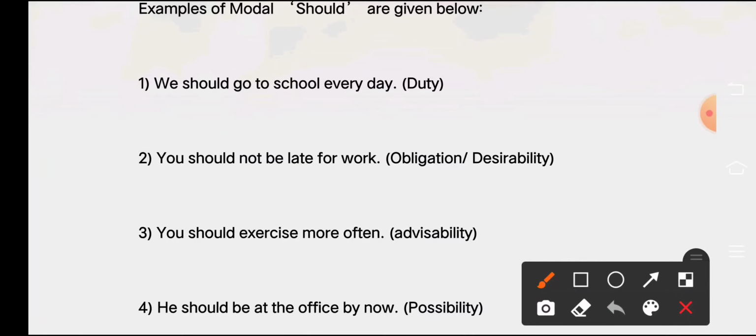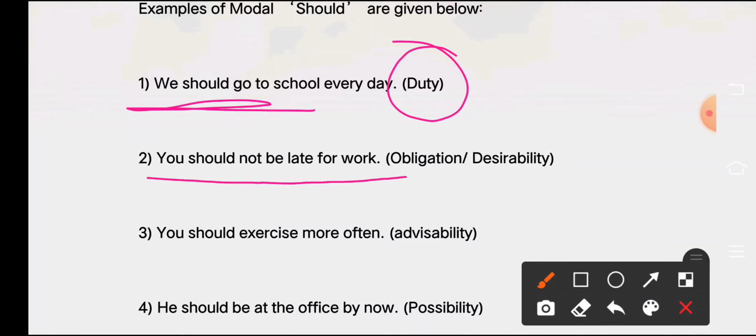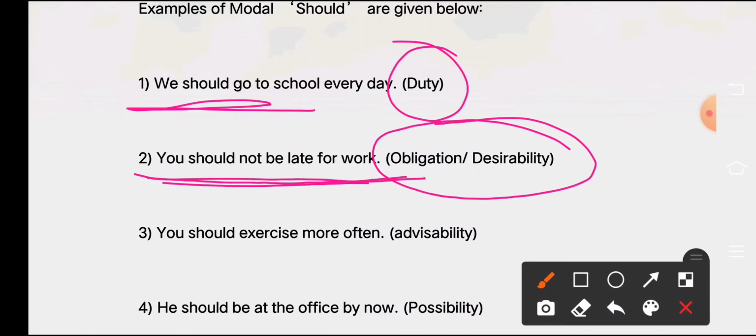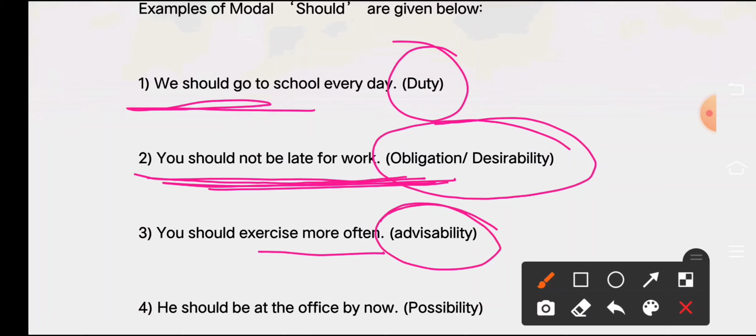We should go to school every day. So this is telling what? This is duty. You should not be late for work. This is obligation or desirability, a necessity that you have to go, and this is your duty, right? You should exercise more often. This is advisability, means advice is being given here that you have to exercise daily and continue even more. So you should exercise more often.